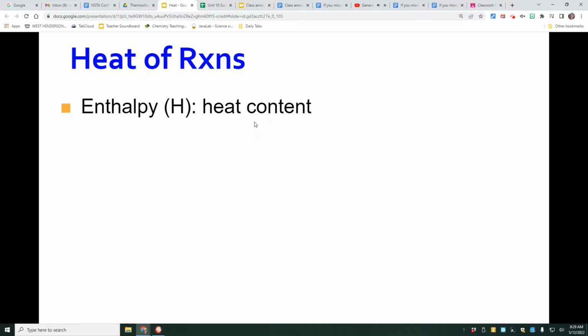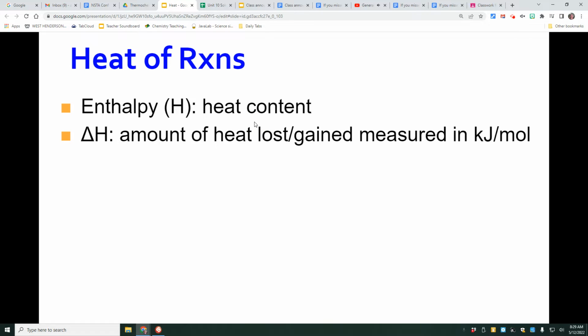Now, the heat content of a particular substance is kind of hard to measure. So most of the time what we end up doing is measuring the change in the heat content. So you can see our delta here, meaning change in, and then our capital H, so change in enthalpy. This is the amount of heat lost or gained when we have a reaction, and it's measured in kilojoules per mole. Now, we've been using Q to measure heat, and Q and delta H are related. I'll get to that in just a minute.